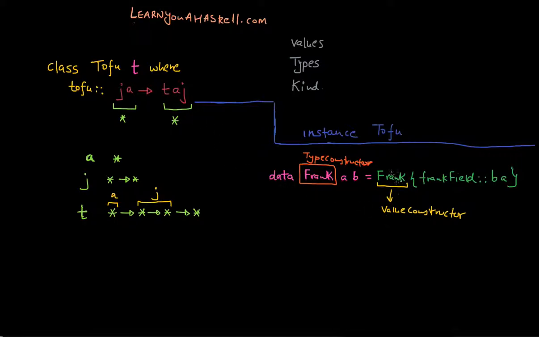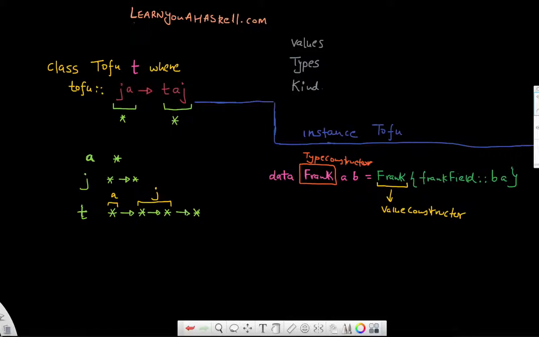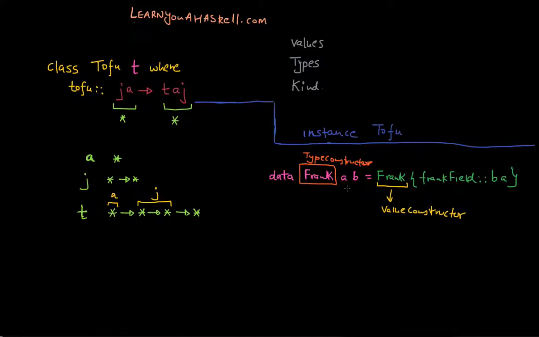Okay, so let's take this value constructor. I just want to make sure I'm always consistent with my colors, so it becomes a little easier to understand what's going on. The type signature for my value constructor Frank: what does Frank do? It takes in as an input something that happens to be of type b a, and it gives you back as an output something that happens to be of type Frank a b. This is the type signature of your value constructor Frank.